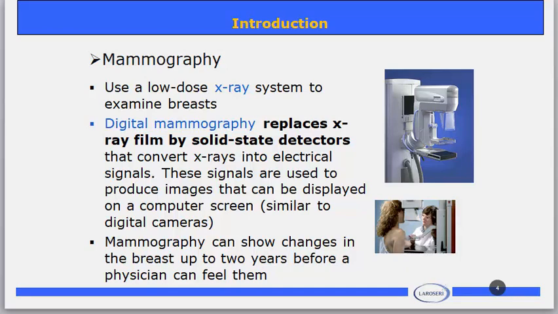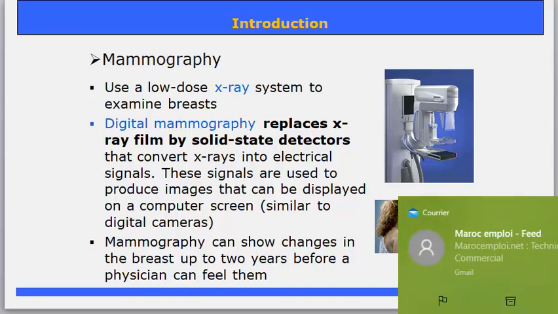A technician positions your breast between two plates and flattens and compresses them. Then she takes images of your breast from top to bottom and side to side. It can be uncomfortable, yes, but in general it takes about 20 minutes. Mammography plays a central role in early detection of breast cancers because it can show changes in the breast up to 2 years before a patient or a physician can feel them.